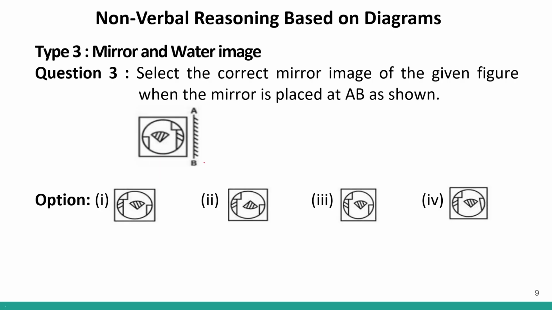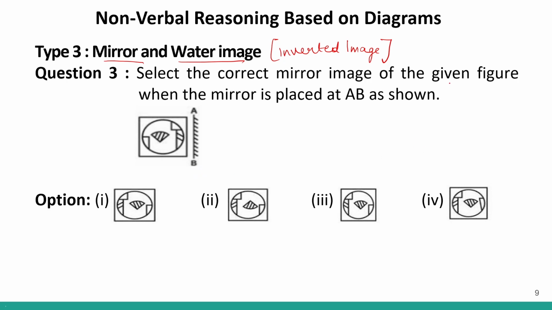Okay, now third is mirror and water images. So in both the cases I told you that we have an inverted image. These types of questions involve inverted images. Now, select the correct mirror image of the given figure when the mirror is placed at AB. So, the mirror is over here. It is also given where the mirror is situated. Based on the mirror, the figure changes.